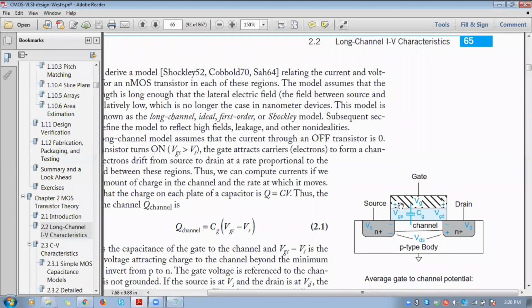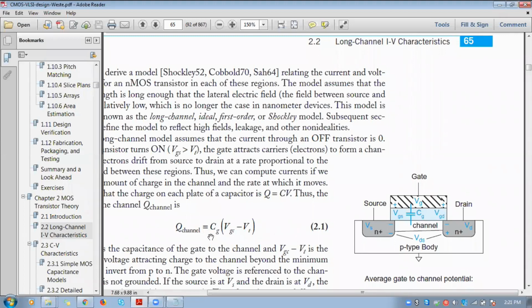If you see the structure, the gate is acting as a metal, silicon dioxide is acting as a dielectric or insulator, and the channel is again acting as a metal. So between two metals, we are connecting an insulator. It will act as a capacitance effect. The charge stored in a capacitor can be expressed as Q equal to CV. Here, the capacitance due to the formation of the gate, silicon dioxide layer and the channel is Cg, termed the gate capacitance.